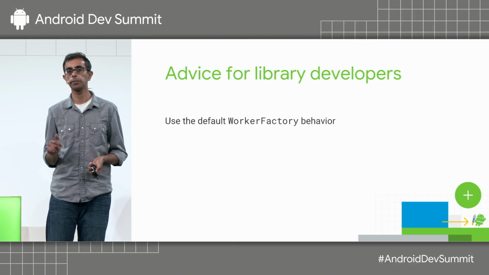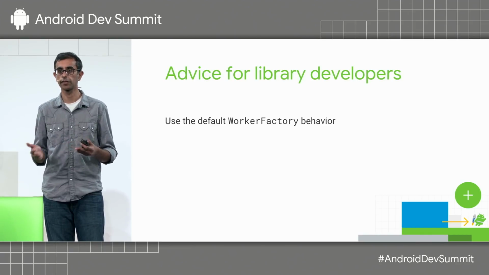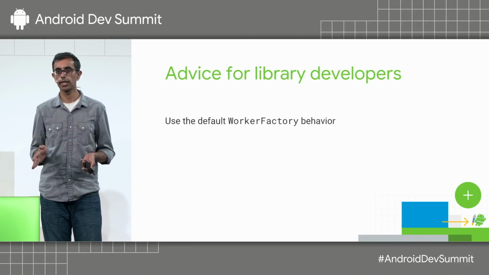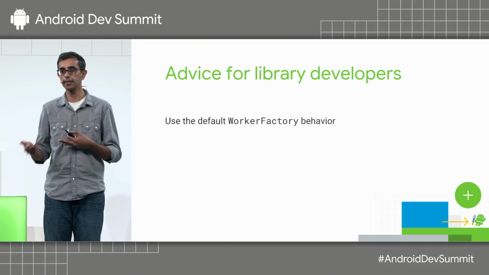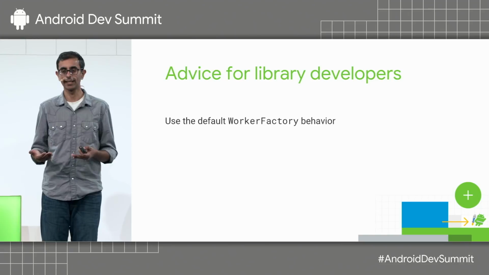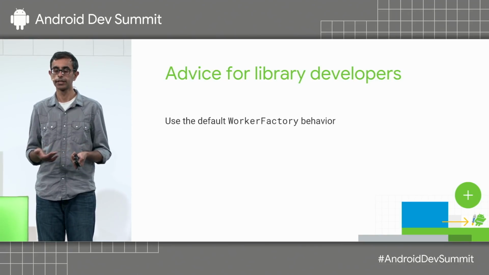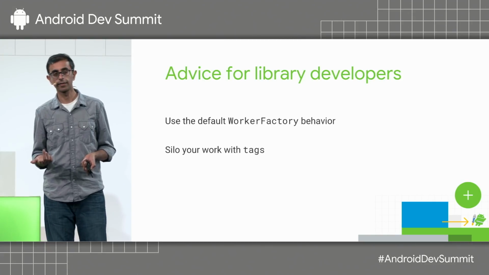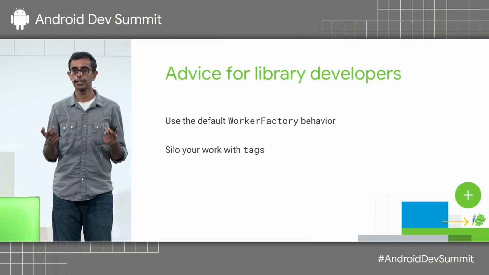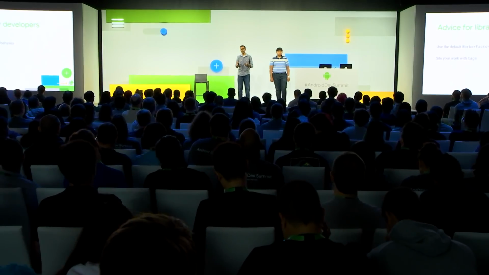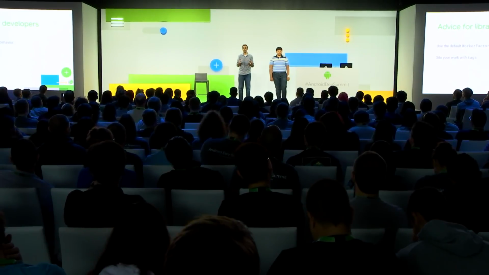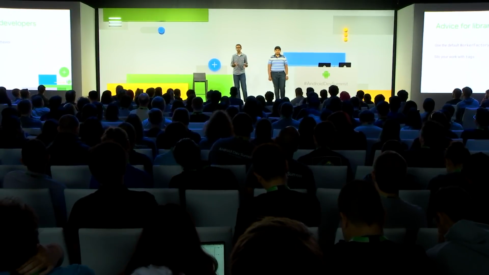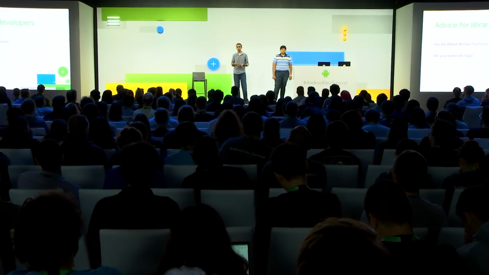The default worker factory that we provide creates workers and listenable workers using reflection. Rely on that, because you don't know what else is happening. If you need some particular dependency injection or anything else of that sort, you'll have to have a contract with the app. Silo your work with tags. So Rahul also showed you how to tag your work. If you silo all your work, meaning you put your prefix or your package name or your library name in your tags, you can easily identify all the work that's yours. You don't have to worry about other people's work. You don't have to deal with any of that. You can just get your work and operate on just that if you don't know the IDs.